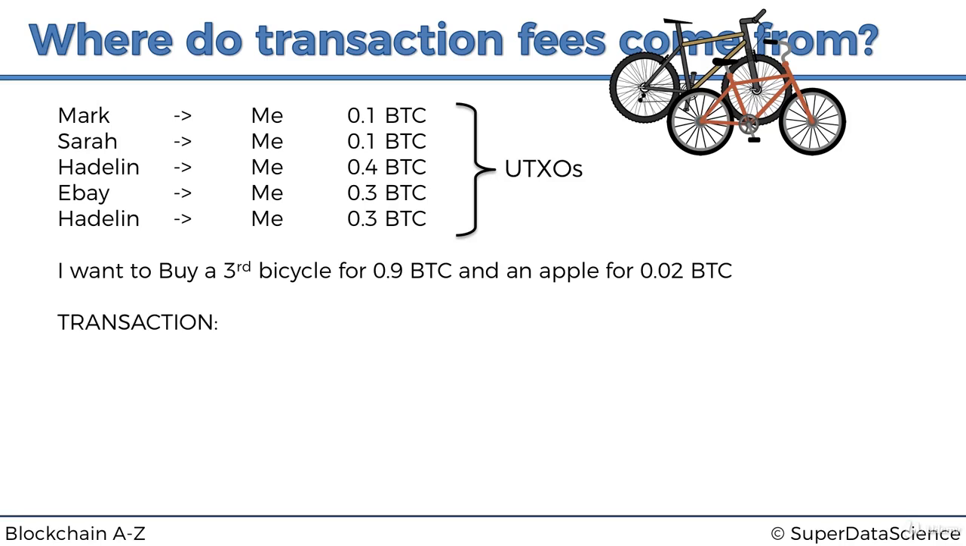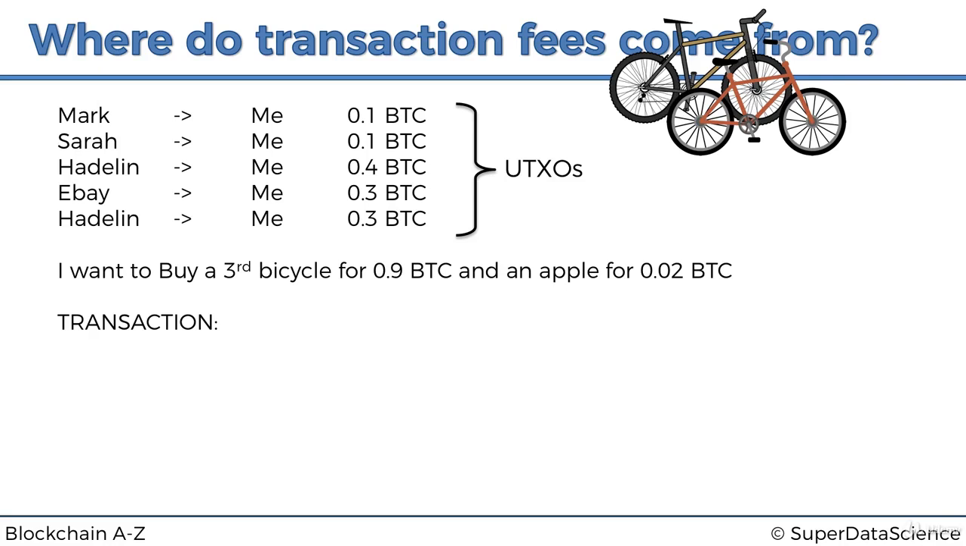And we already know that we can have multiple inputs and multiple outputs in transactions. Unlike in banking, where you'd have to do one transaction with the bike shop and one transaction with the fruit shop, in blockchain you just do one transaction and you get everything done right away. All right, so our inputs, how much do we need in total? Let's calculate that. We need 0.92 BTC. So what UTXOs can we take to combine them into 0.92?